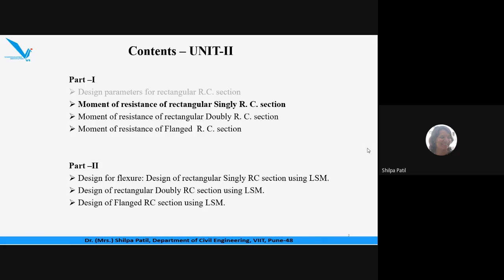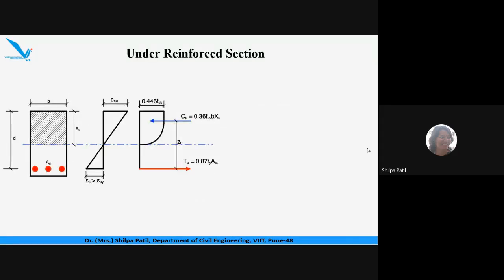Today we will see the next point, that is how we can calculate the moment of resistance of a rectangular singly reinforced RC section. This diagram you are well aware of. It shows a cross-sectional view of a beam in which the reinforcing steel is provided in the tension zone only, called a singly reinforced beam. There are three types of reinforced beams: singly reinforced, doubly reinforced, and the flanged section. Today we will study the singly reinforced section.